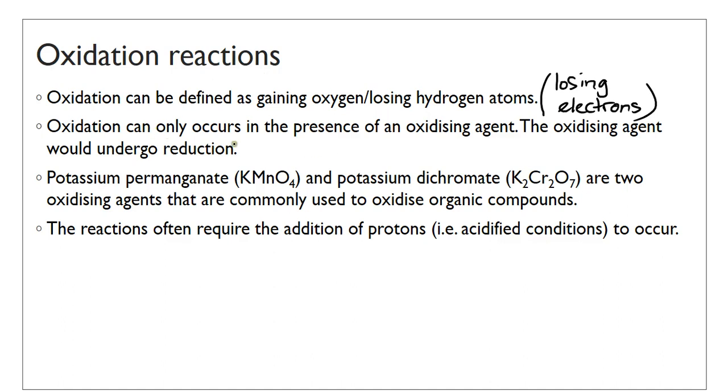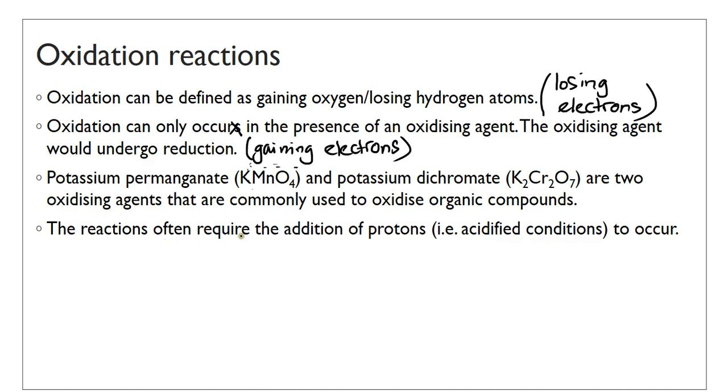Now, oxidation can only occur in the presence of an oxidizing agent, and obviously the oxidizing agent would undergo reduction, or it will gain electrons. There are two common oxidizing agents that are used to oxidize an organic compound, and you do need to know them. They are potassium permanganate, or KMnO4, or potassium dichromate, K2Cr2O7. Really, it is just the ion here that undergoes reduction, so MnO4 minus or Cr2O7 2 minus. The potassium ion is just a spectator ion.